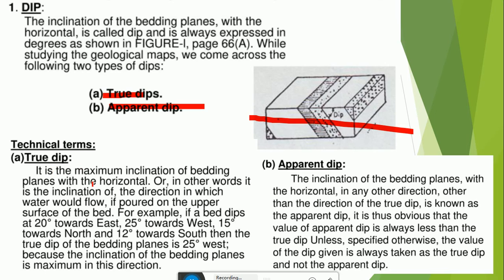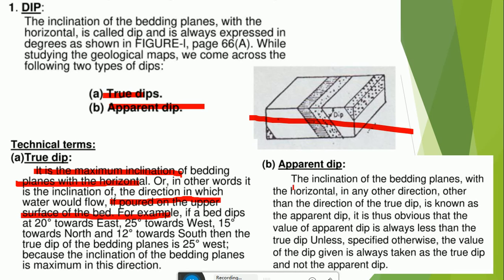True dip is the maximum inclination of the bedding planes with the horizontal, or in other words, it is the inclination in the direction in which water would flow if poured on the upper surface of the bed. For example, if a bed dips 20 degrees, the true dip is the direction in which the inclination of the bedding planes is maximum.